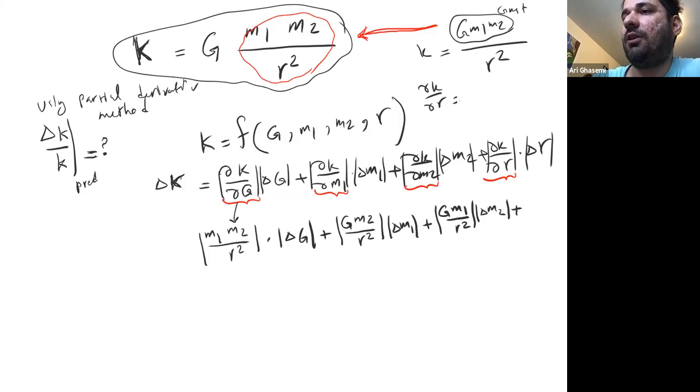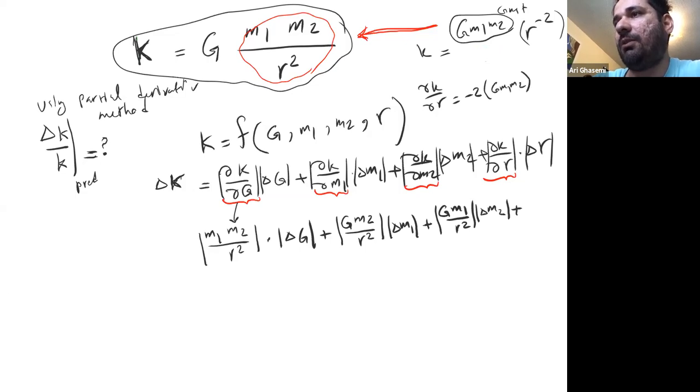Well, take this to the top. In fact, R squared, if you bring it to the top, you get R to the negative 2. You see that? And when you take the derivative, it becomes the constant times negative 2 R to the negative 3, using the formula that I introduced. So it becomes negative 2, and what is that constant? G M1 M2 times R, and then you subtract the power by 1, negative 3. That's it.